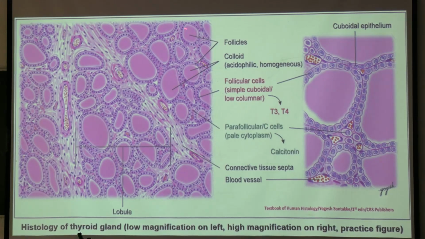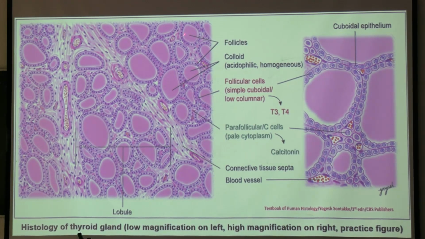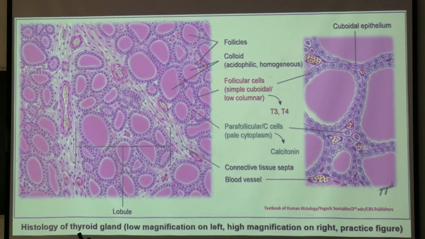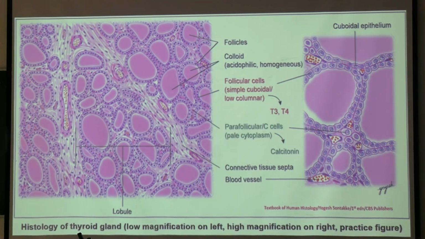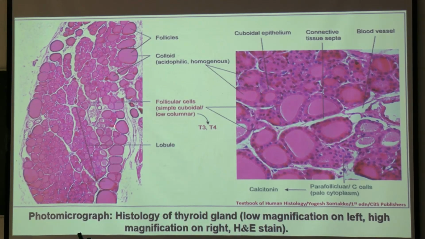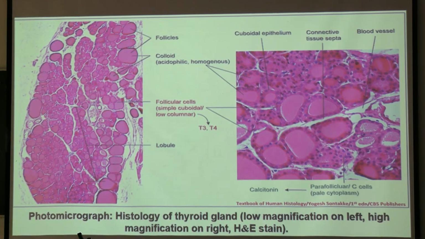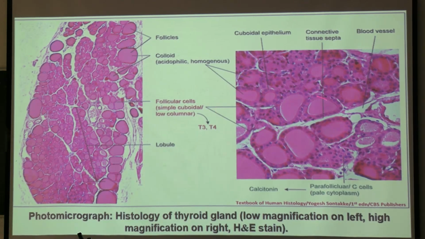These are sections of blood vessels. Here some parafollicular cells are also present. Like this you will see under the microscope. This is low power view. Like this you will see. Okay. And this is high power view.